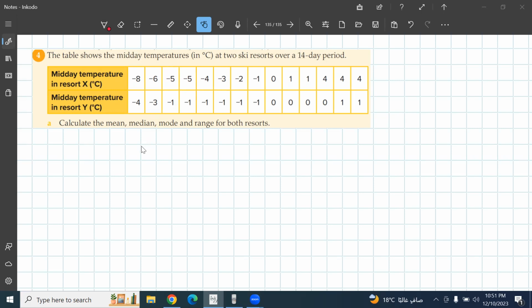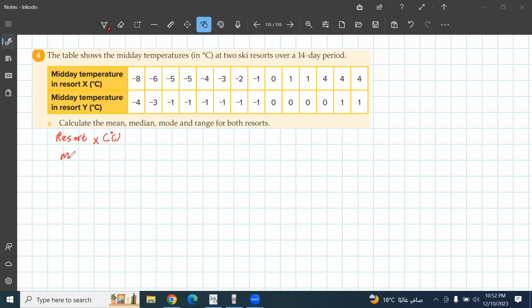The basic rule to find the mean is the sum of the values divided by the number of values. So here we have the mean, and we will solve both one by one. First I will do the work for resort X, in degrees Celsius.